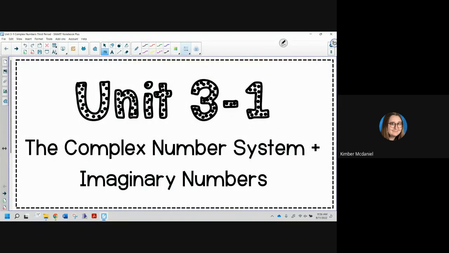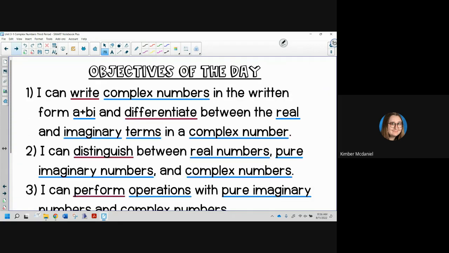Okay, so anyways, let's go ahead and get going. If you don't have this at the top of your paper, go ahead and get it up there. But this is Unit 3-1. It is the complex number system plus imaginary numbers. Like I said, this is on your own notebook paper. Most of this unit will be strictly on your own paper, so just make sure that you come prepared to take notes every day. But again, Unit 3-1 is the complex number system and imaginary numbers. So let's get into it.